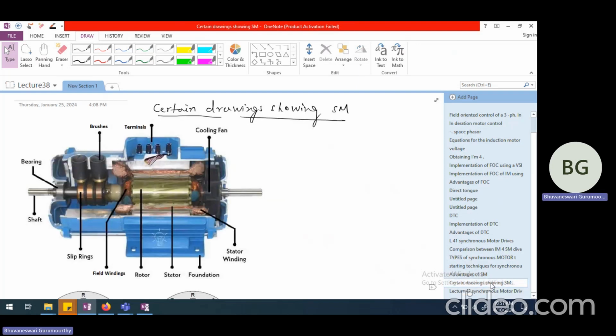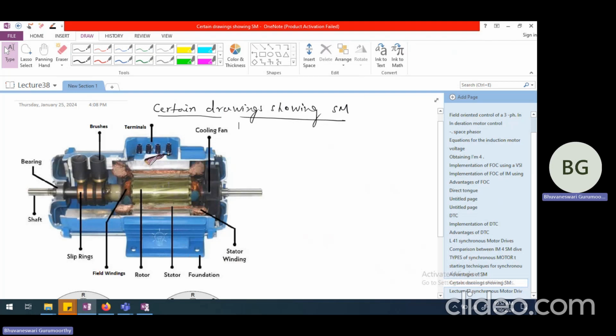I would like to show a few figures regarding the cross section of a synchronous machine. You can very well see that this shows the longitudinal section of a synchronous motor drive. This is the shaft which is protruding on either side, and this is the bearing of the synchronous motor drive, and this is the casing. What we see in blue color is the overall casing of the synchronous motor.